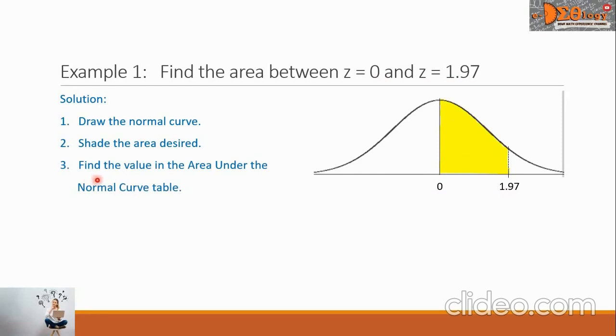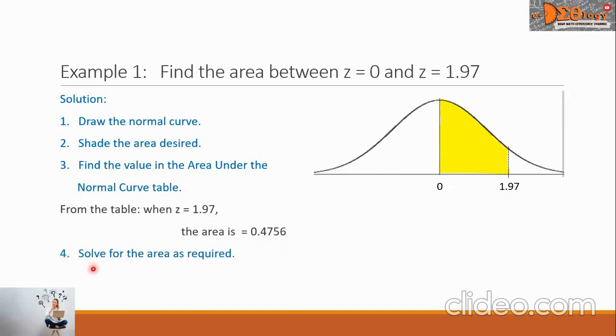Number 3, find the value in the area under the normal curve table. From the table, when z equals 1.97, the area is 0.4756. The step 4 is to solve for the area as required. This problem is in case 1, so the required area is that same area from step 3. This is the final answer.